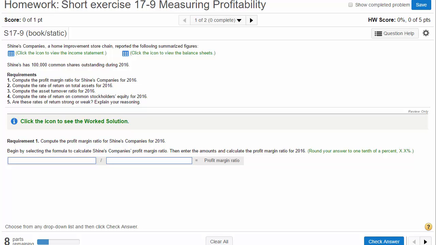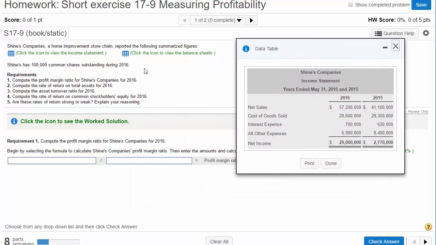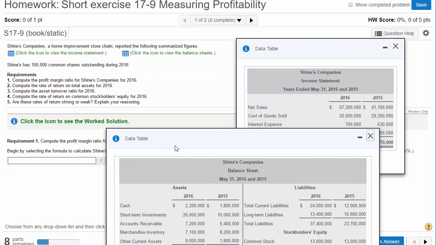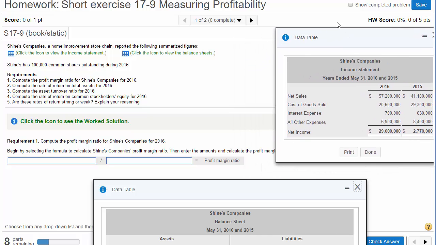Short exercise 17.9, measuring profitability. Shine's Companies, a home improvement store chain, reported the following summarized figures. So we got our income statements again and our balance sheets again. And they have 100,000 common shares outstanding during the year. So the first thing to do is to calculate the profit margin.